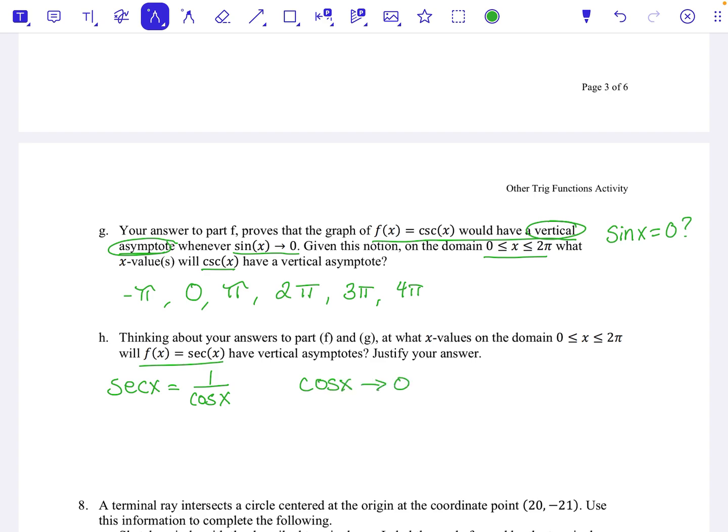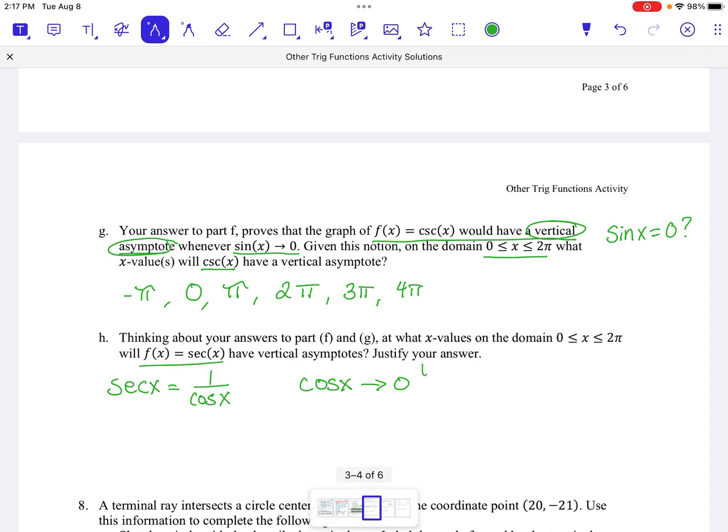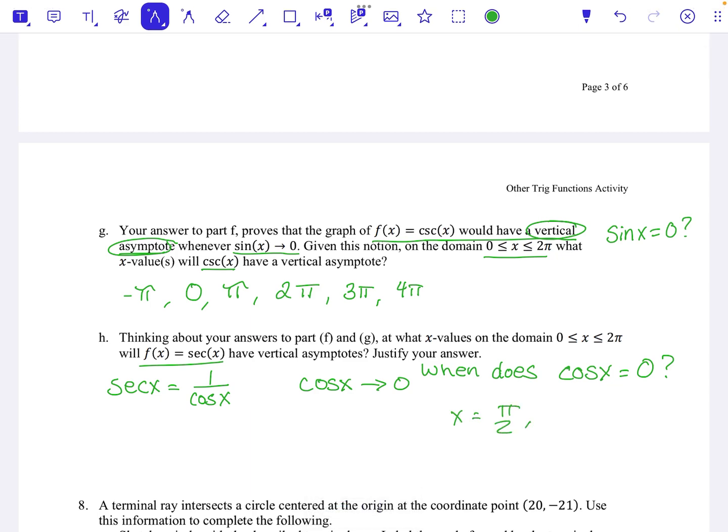Well, cosine of x, so when does cosine of x approach 0 or equal 0? Well, it's going to equal 0 when our terminal ray hits the vertical axis. So that's going to be at terms like pi over 2 or 3 pi over 2 or 5 pi over 2, and so forth. So every time it sweeps around to that vertical axis.